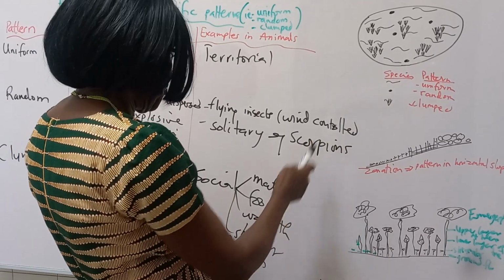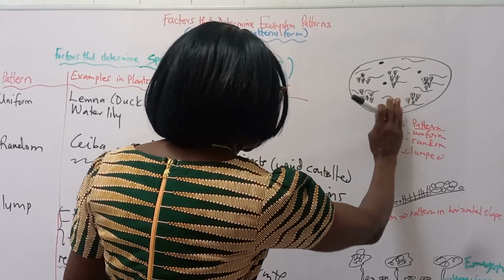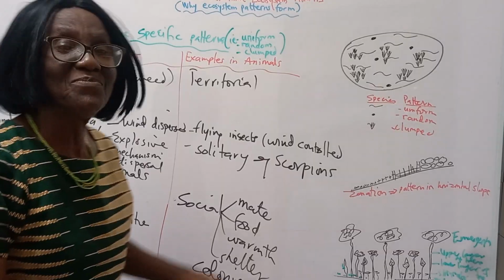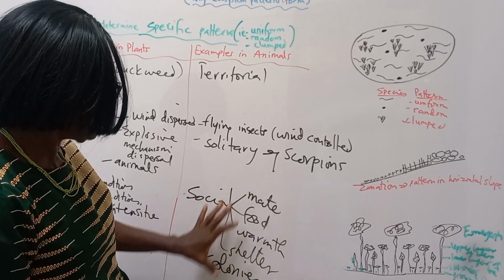You have termites in their termite mound, that's the colonies. You have woodlouse, where there is decaying leaf litter or detritus. They are grouped there. You have many animals, they form clumps because they need all these.